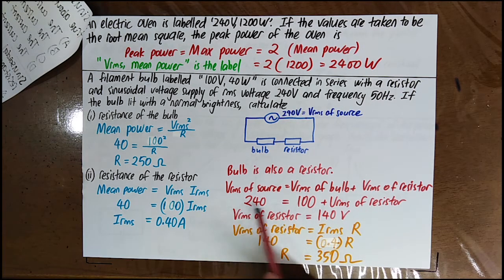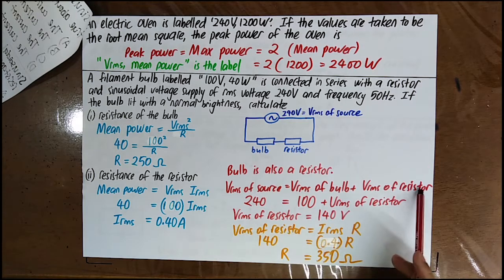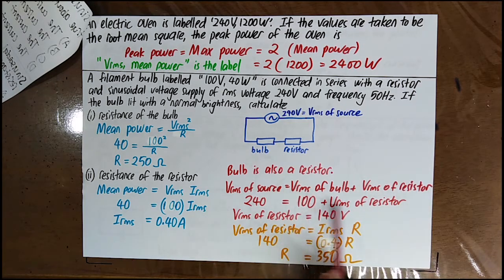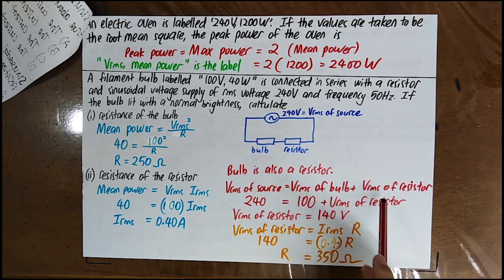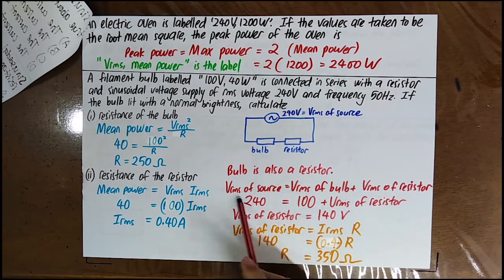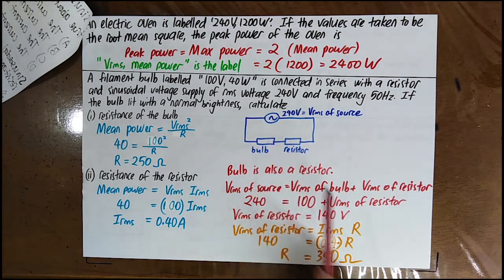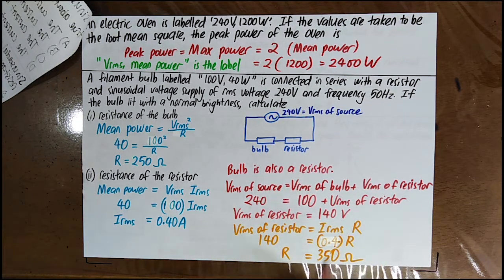If this is a bulb and this is a capacitor, of course you cannot do like this. You have to use the Pythagoras theorem whereby V squared equals VR squared plus VC squared. But never mind, I will teach them in the following videos. So remember that I can straight away add them up because they are both resistors.